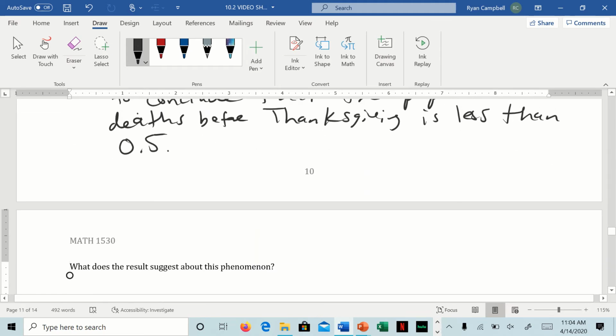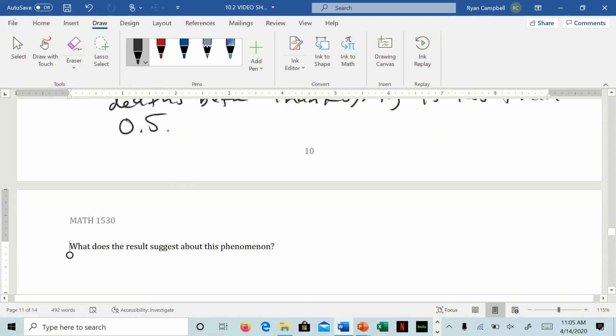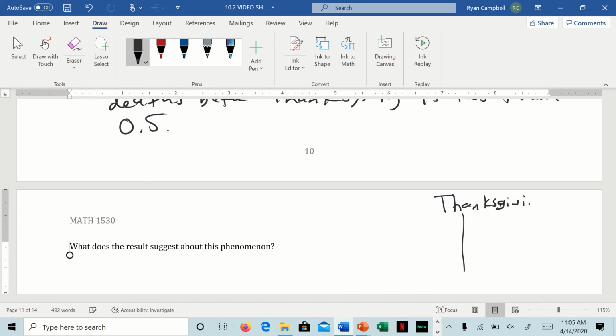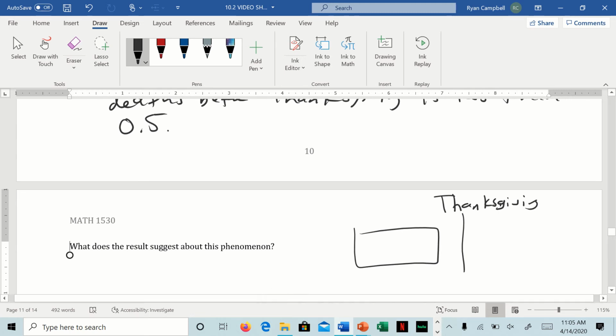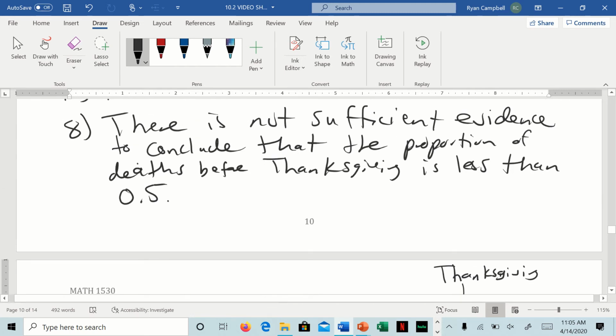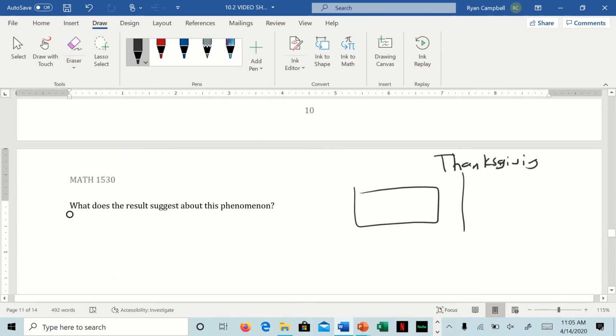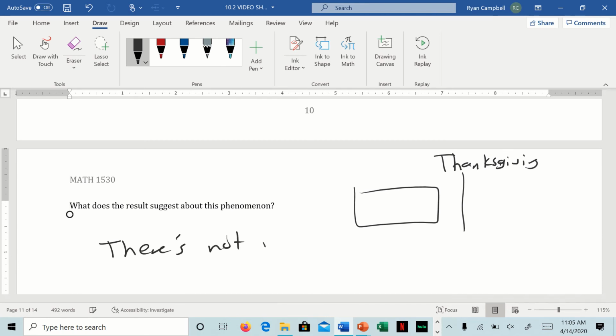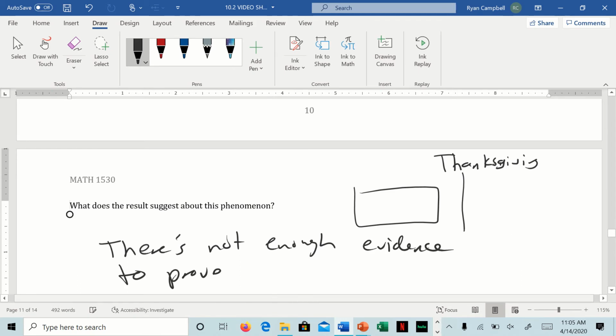So, what do these results suggest about this phenomenon? Does it work? So remember, we said that if it works, less people should be dying before than after, right? And we just said that there is not sufficient evidence to show that. So what does this suggest about the phenomenon? There's not enough evidence to prove that you can postpone death.